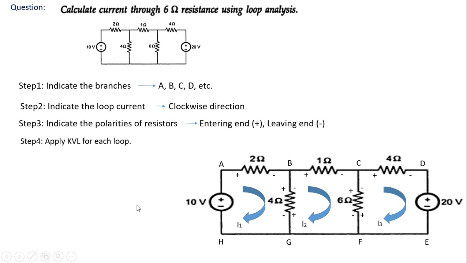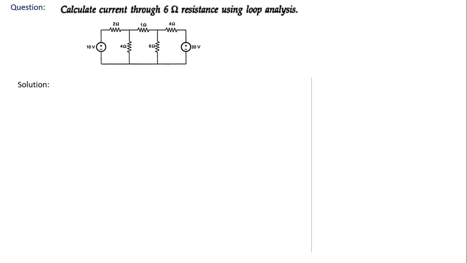Step 4 is applying Kirchhoff's voltage law for each and every loop. Step 5 is to solve the equations to obtain the unknowns. So let us go directly to the solution.